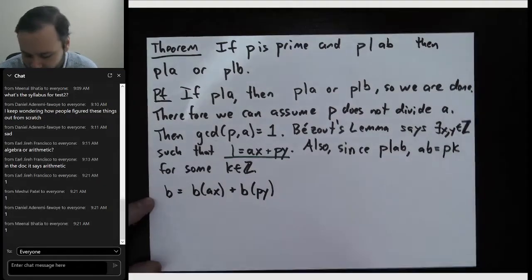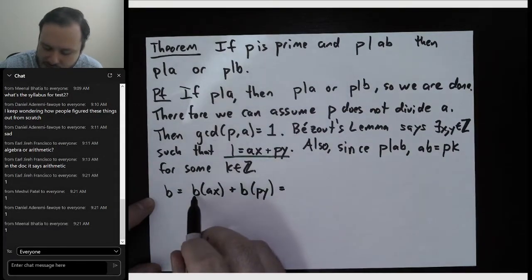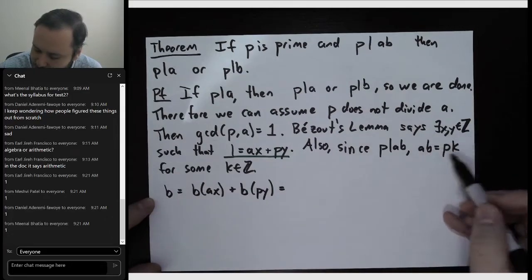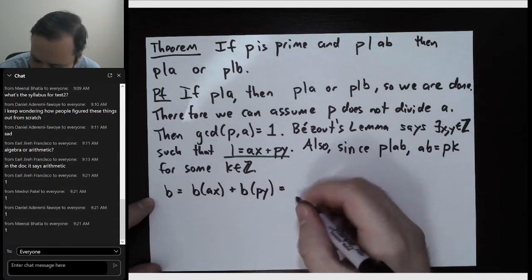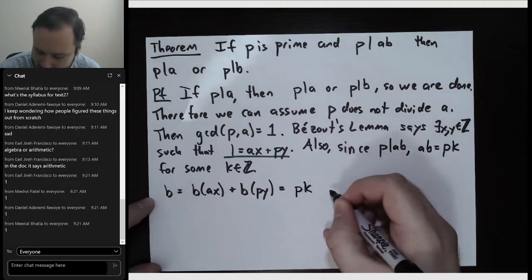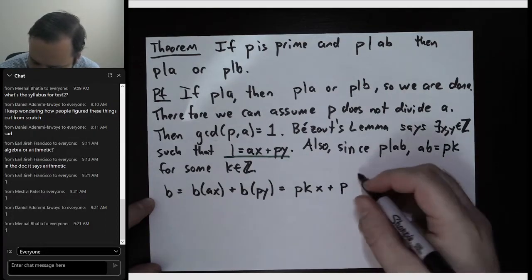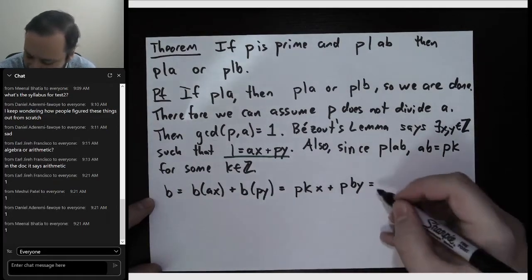All right, fine. I'm allowed to do that. And now b times ax has an a times b in it. And I'm allowed to replace a times b with p times k. So this is equal to p times k times x plus p times b times y. And the last step of this is I can factor out my p.